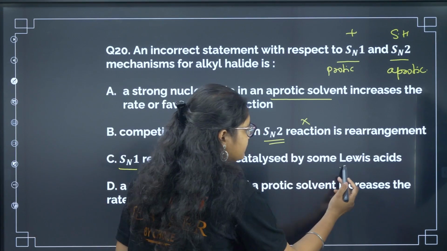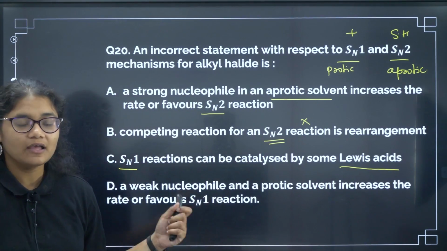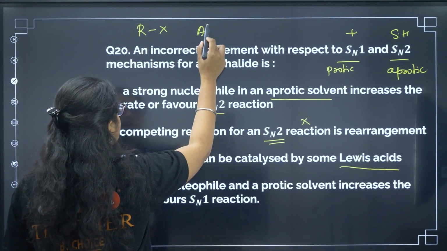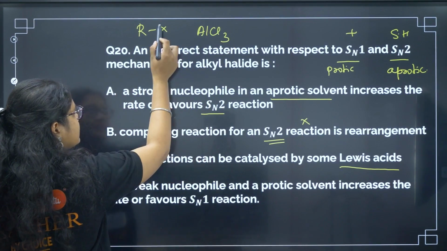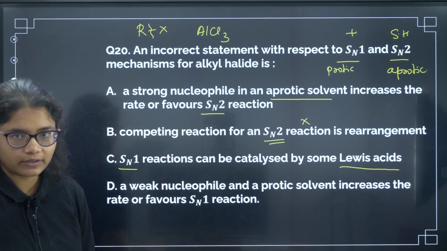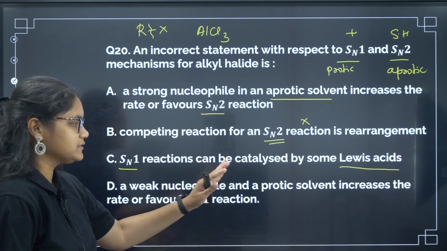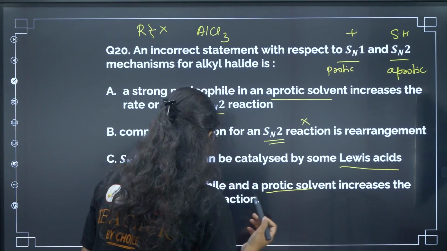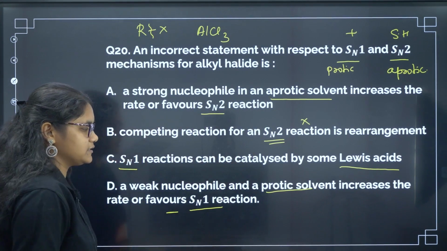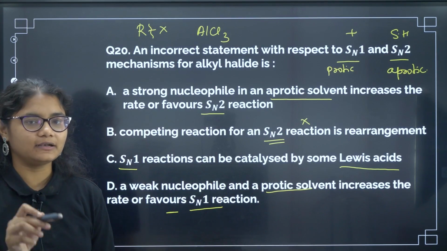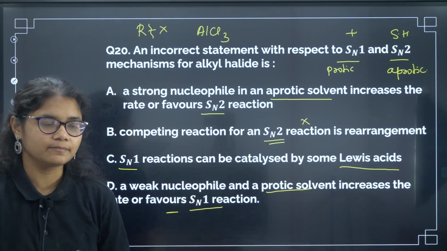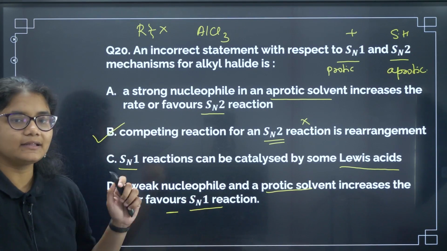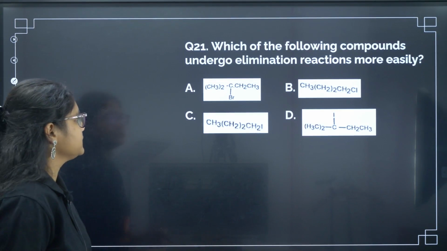SN reactions can be catalyzed by some Lewis acids. Yes, this can be there. For example, if you have one RX and you take any Lewis acid like AlCl3, this Lewis acid can help in breaking of this RX bond. That can be applied in some cases, in some reactions. A weak nucleophile and a protic solvent increases the rate or favors the SN1 reaction. Yes, protic solvent is used to stabilize the intermediate formed in the SN1 reaction. So the incorrect statement among the following is option number B, and that is our answer. Let us see the next question.